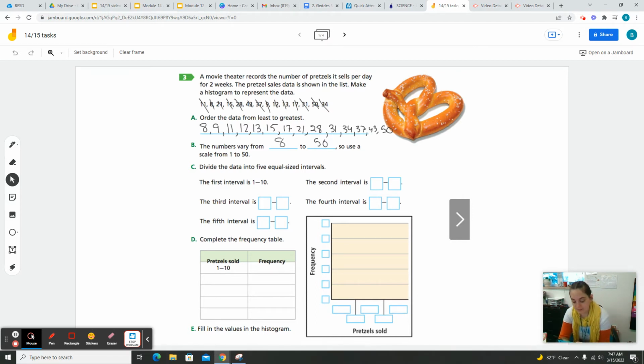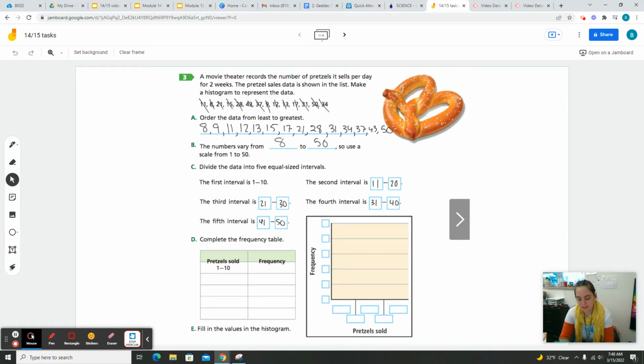The second interval is going to be 11 to 20. Our third interval is going to be 21 to 30. And then 31 to 40, and then 41 to 50. So just intervals of 10.